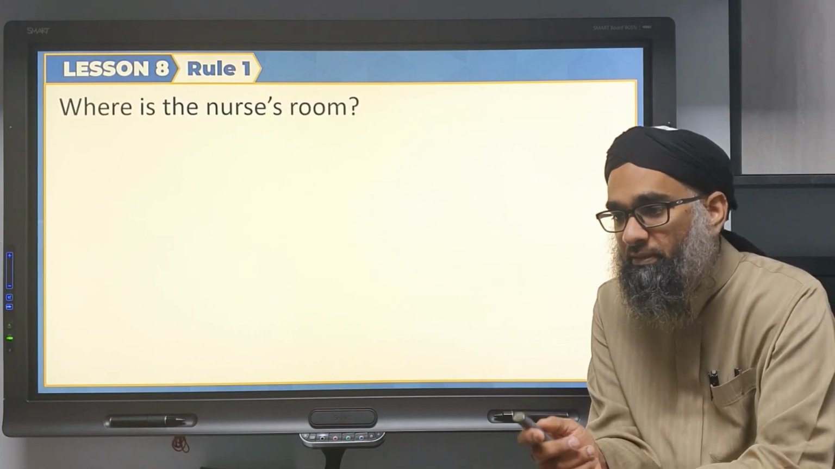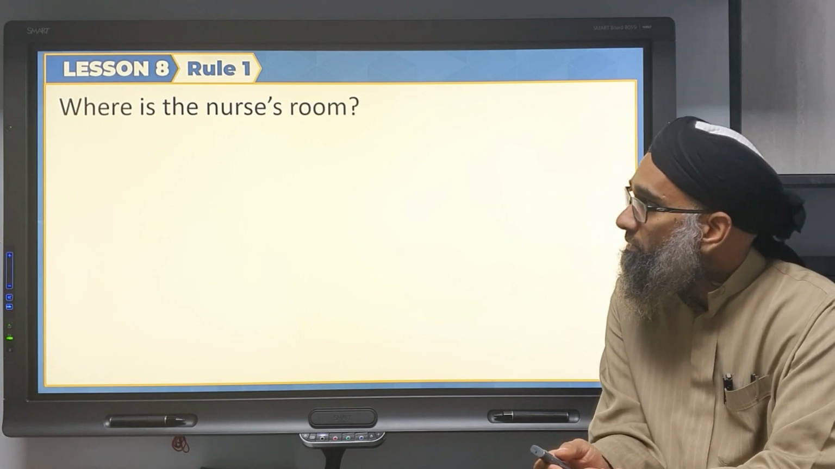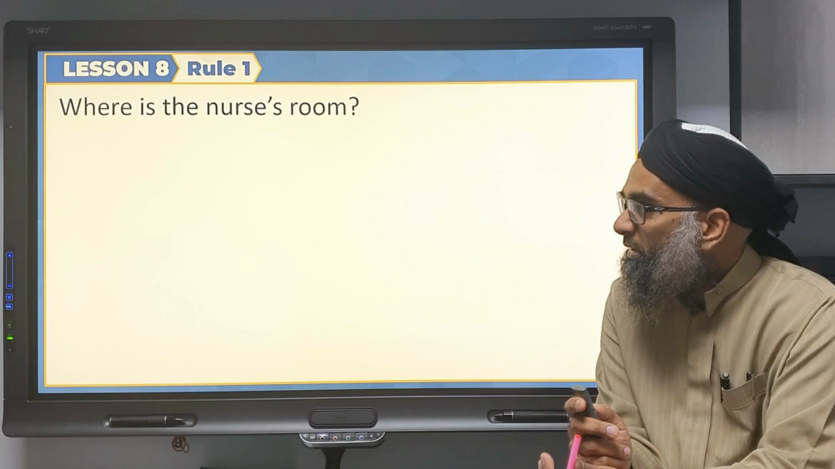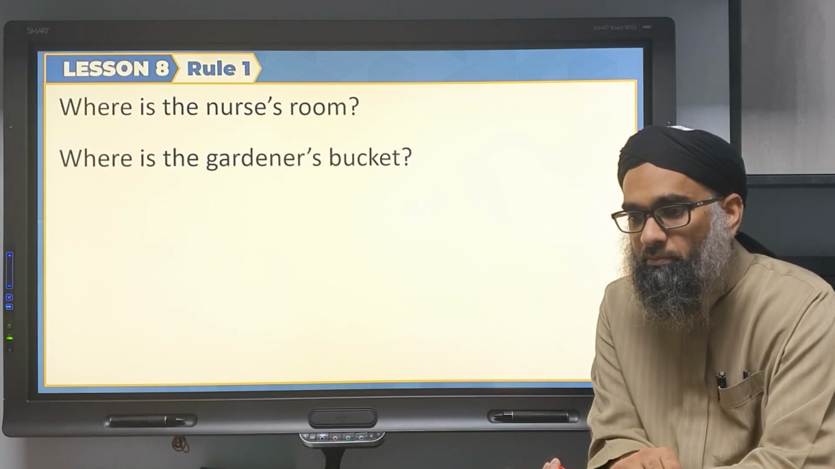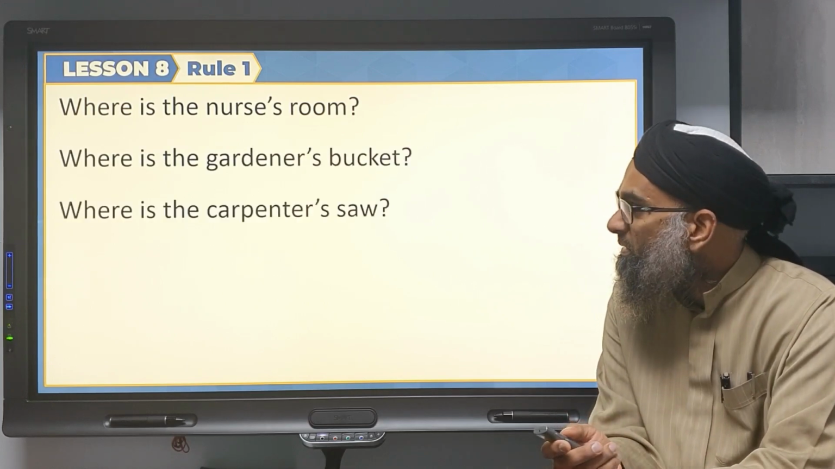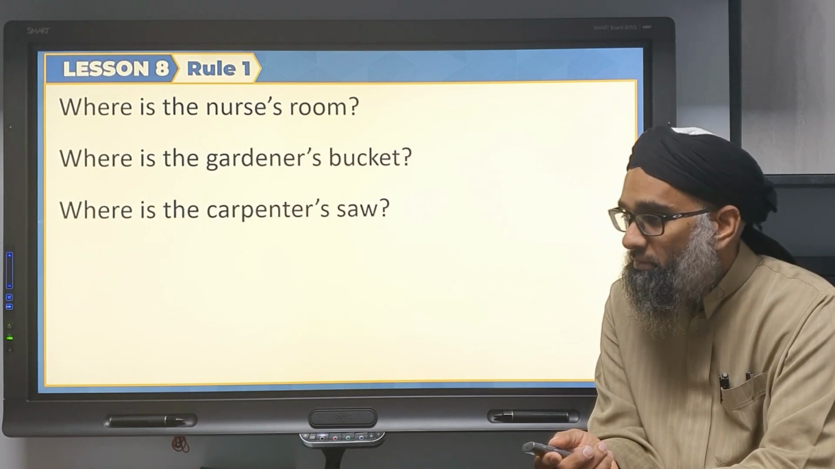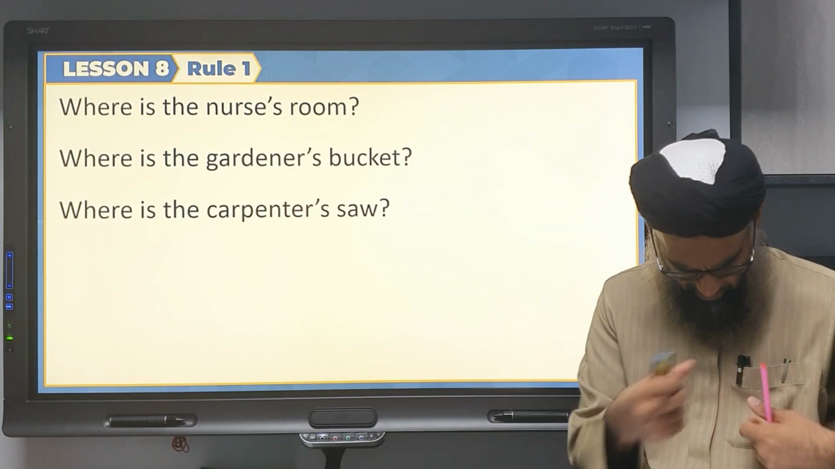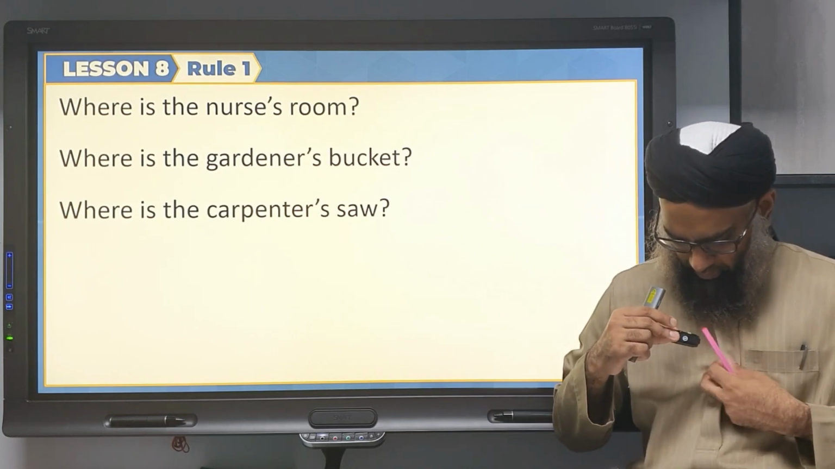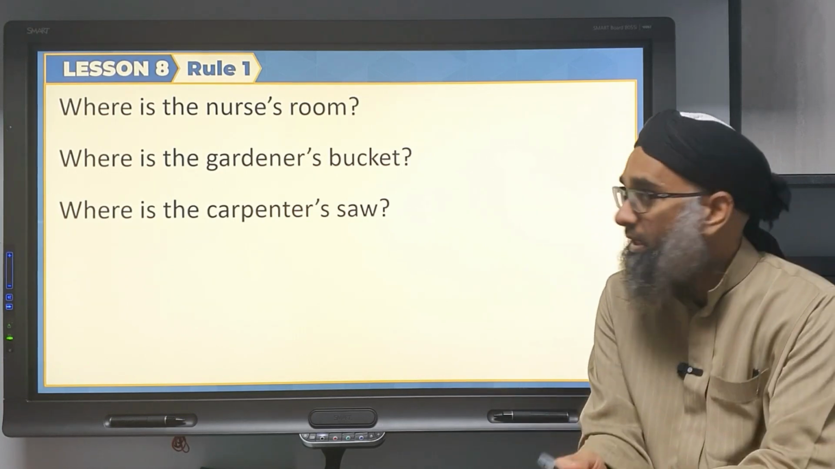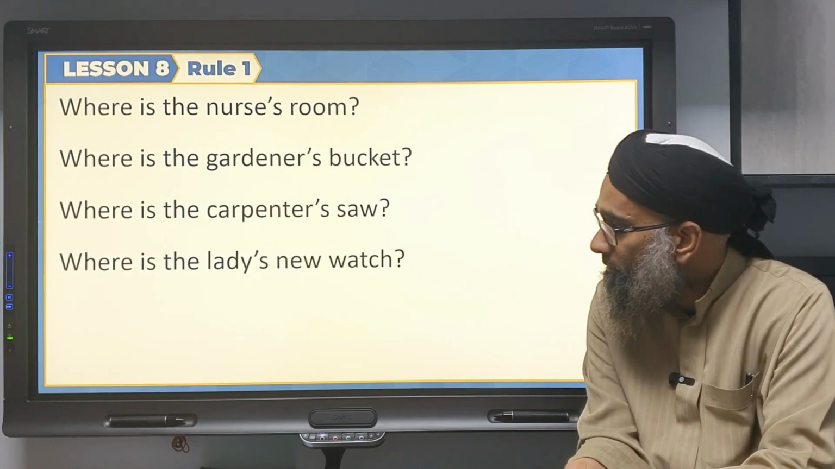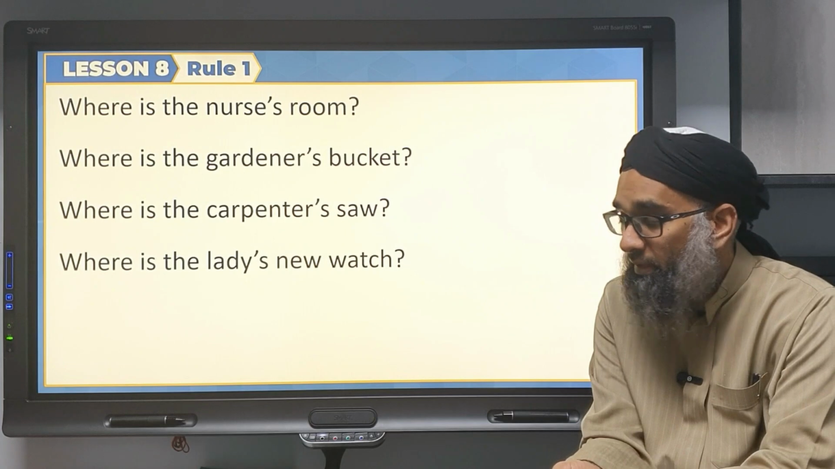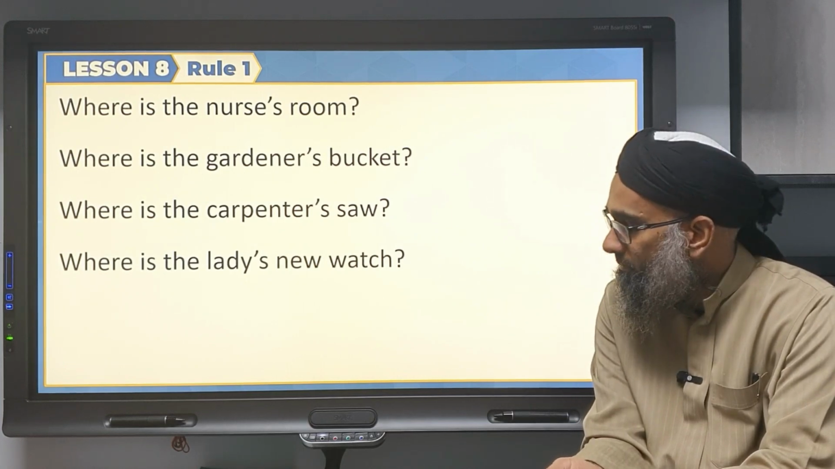Ji. Next one. Nas ka room kaha hai? Room is kamra. Nas ka kamra kaha hai? Ji. Mali ka dol kaha hai? Next one. Where is a carpenter? Carpenter is barhai. Barhai ka ara kaha hai? Where is the lady's new window? Aurat ki nai khirki kaha hai? Khirki is window. Gari kaha hai?